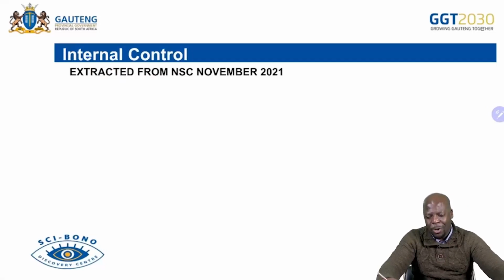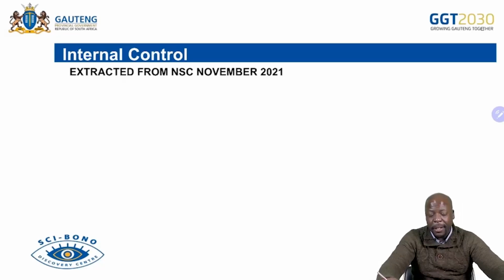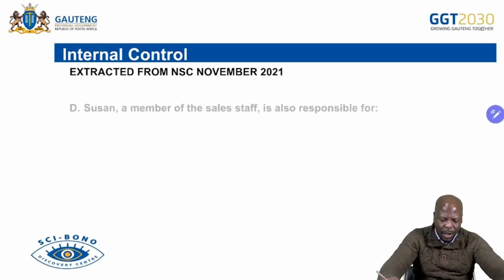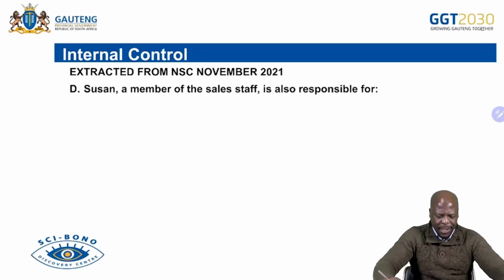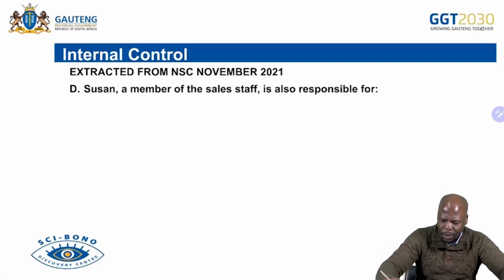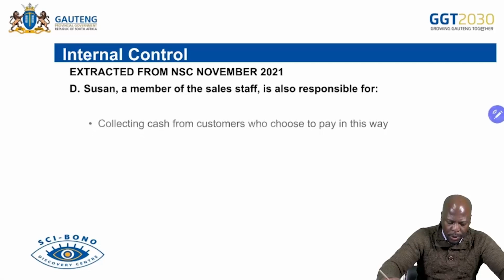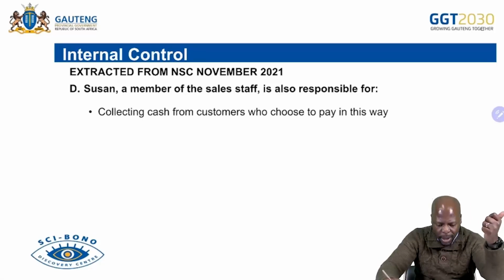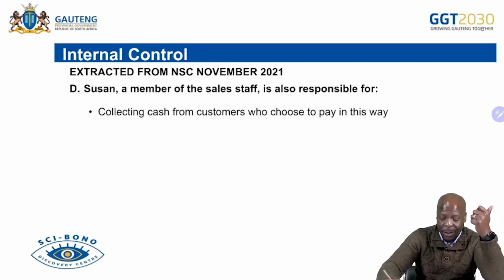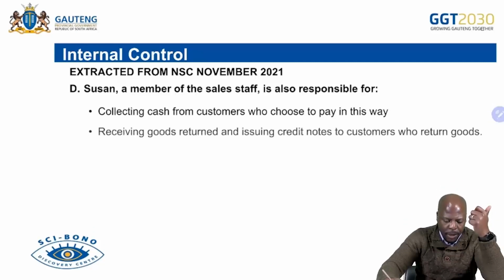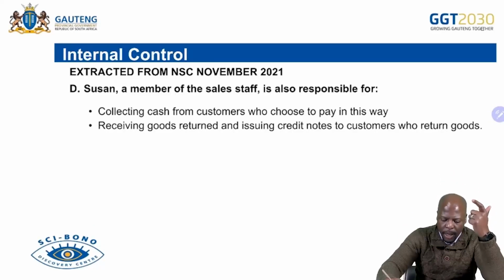Now, the last question has to do with internal control. Very important. It is extracted from the NSC November 2021. And the question reads: Susan, a member of the sales staff, is also responsible for, number one, collecting cash from customers who choose to pay in this way. So she collects cash, that is number one. Number two, receiving goods returned and issuing credit notes to customers who return goods.